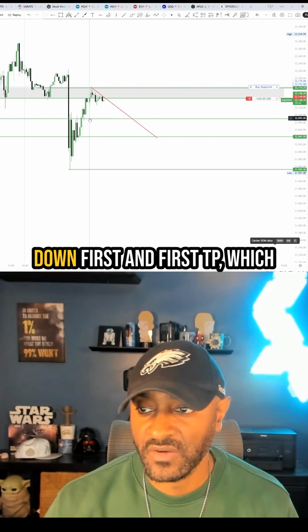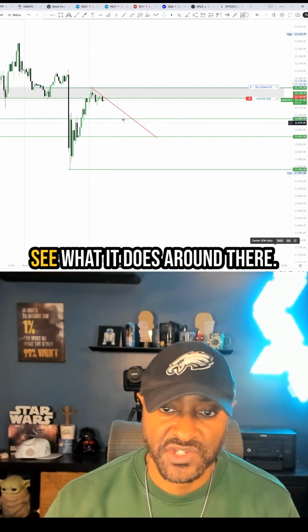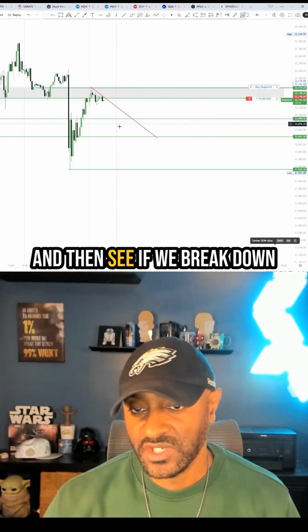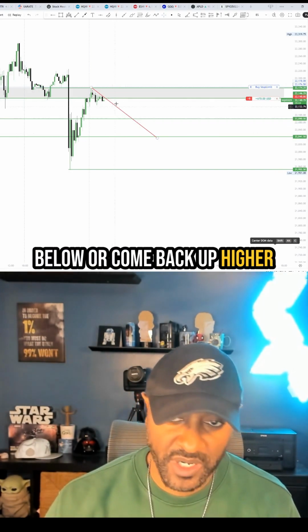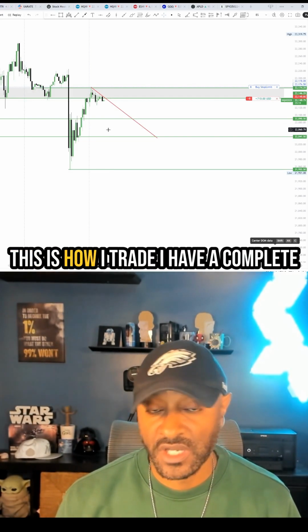I'm looking for it to come down first to the first TP, which is around 2290s, and then see what it does around there. I'll pull some of these contracts off and then see if we break down below or come back up higher and try to retest this area. So I'm Hank, SixFourTrading. This is how you trade. This is how I trade.